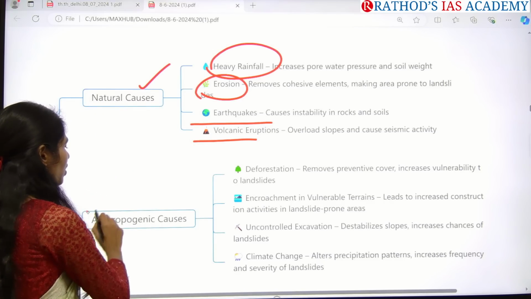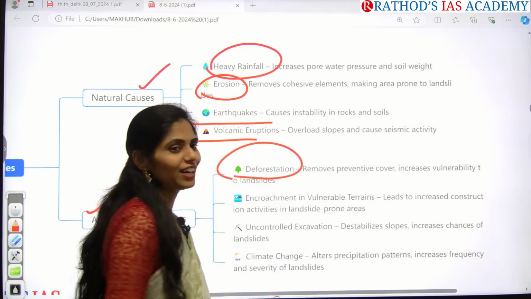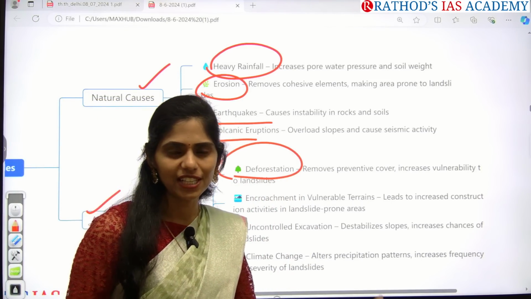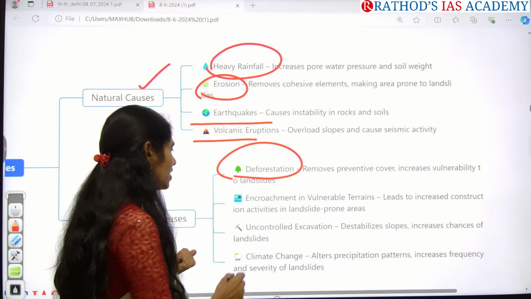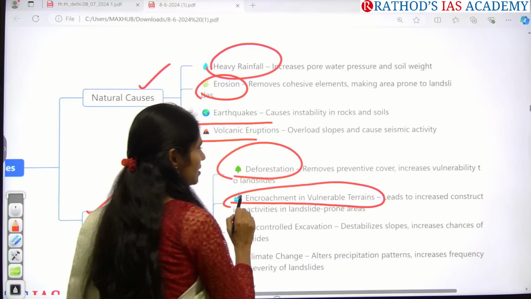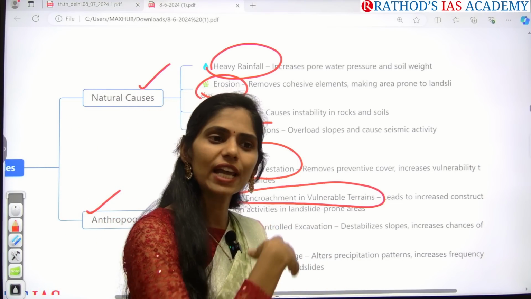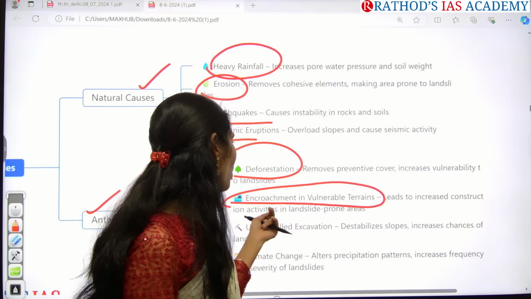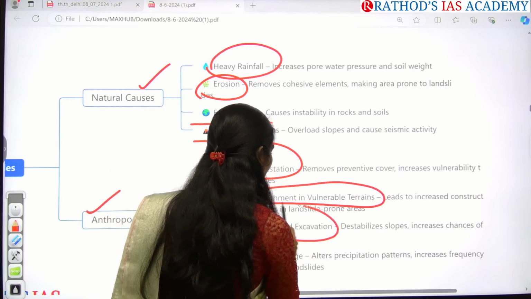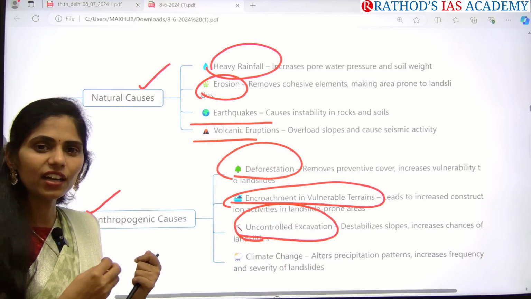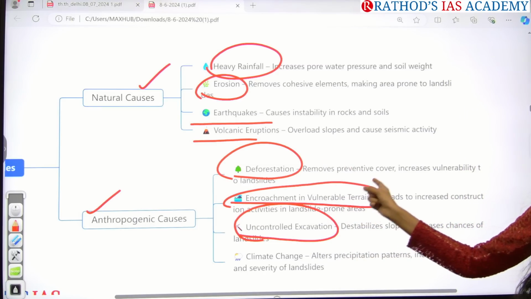And next one is artificial or anthropogenic causes, or man-made causes. Man will not sit idle, so he will do something every day. For example, if he is doing deforestation, then that will cause landslides. The next one is encroachment in vulnerable terrains. If there are landslide prone areas, and man goes into that area and does something, then those areas will become very vulnerable. And next one is uncontrolled excavation. Whenever we go for uncontrolled mining or any exploitation, that will also cause landslides.